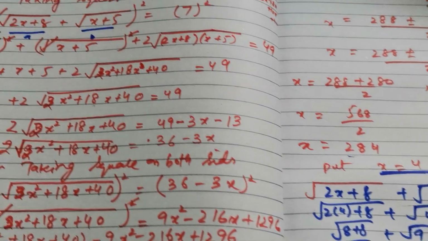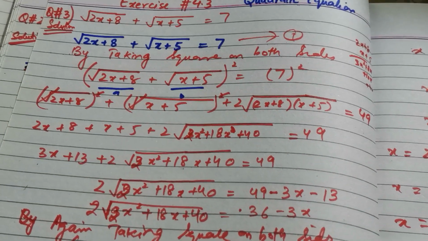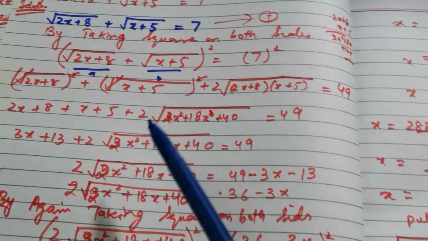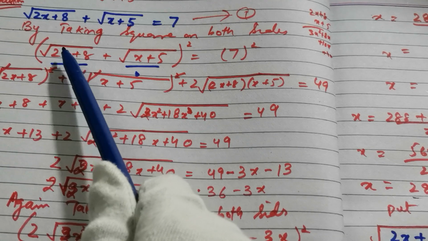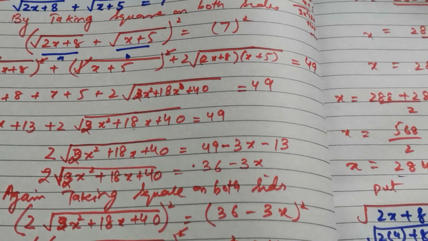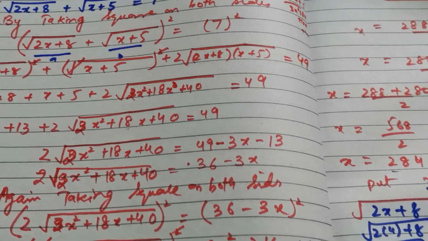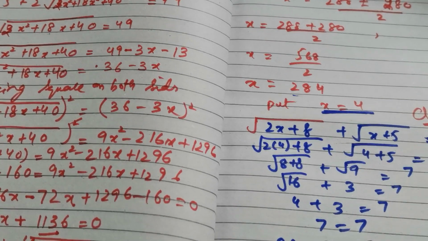So we solved the question by this method. First of all, we take square. Again we take square. Why do we take square? Because we want to remove this square root and this square root, so we take square to eliminate the square roots. Our solution set is x is equal to 4. This is our required solution.